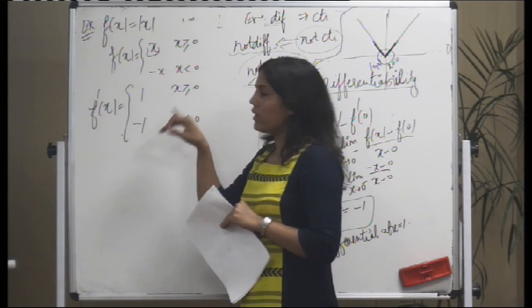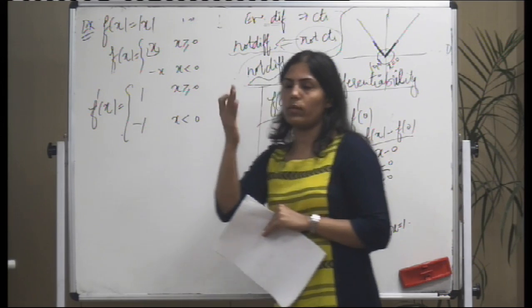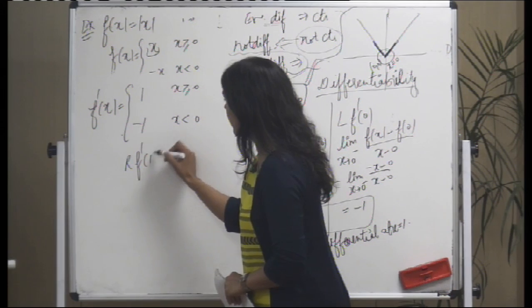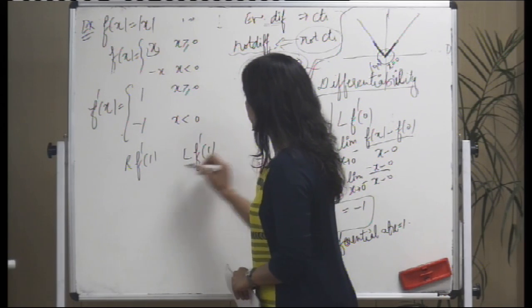You can see. You can take 1 minus and 1 plus. You just tell me the right hand derivative at 1 and the left hand derivative at 1. Tell me what this will be.